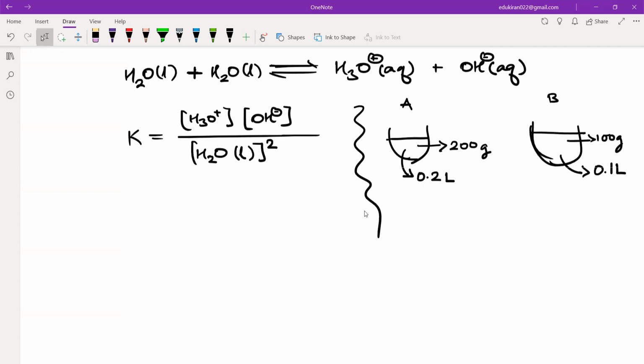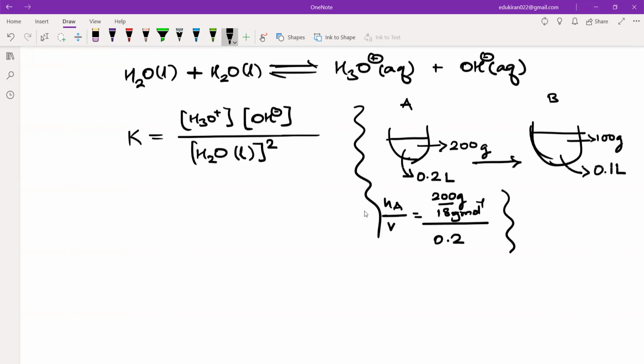So these are the two. Here we have only water. You can see that there is a decrease in the amount of water. But does this decrease in the amount of water also correspond with a decrease in the concentration? Let us see. If I calculate the number of moles of A and divide by the volume, it will give me the concentration. Number of moles of A is 200 grams divided by 18 gram per mole, divided by 0.2.